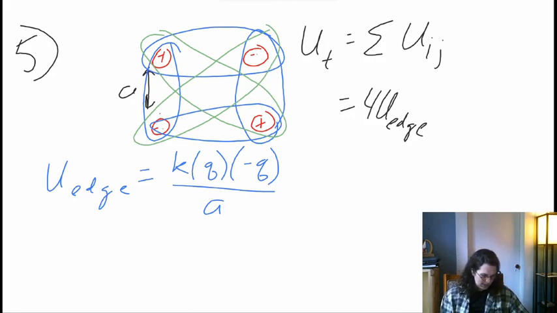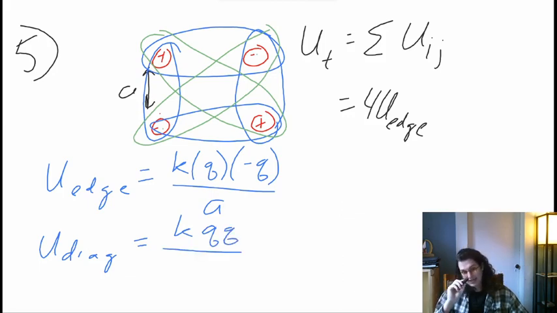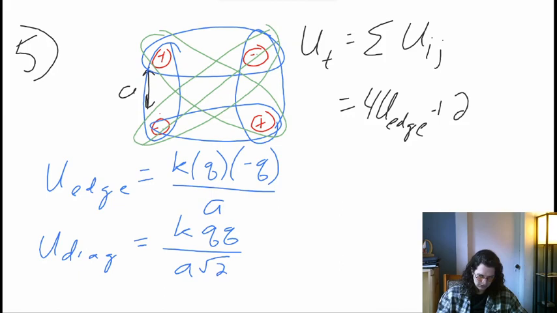But I'm just going to say here that I have one type of diagonal pair, and that for each of them we'd have k times Q over, on the bottom, we're going to have the distance across a diagonal, which is, we know now, after doing this several times, A root 2. And so we'd have plus 2 U sub diagonal.